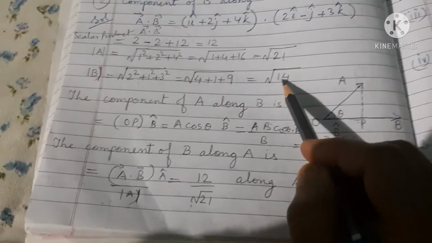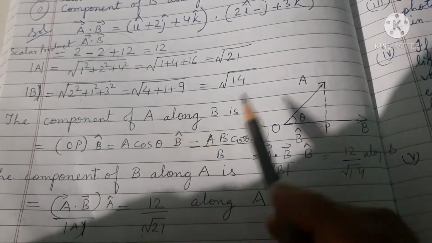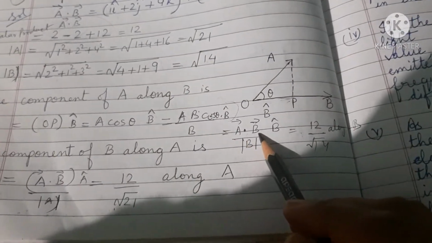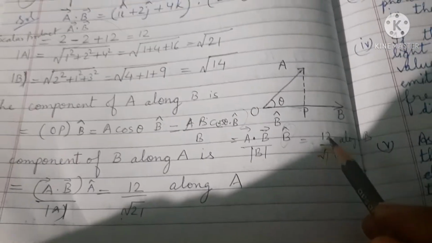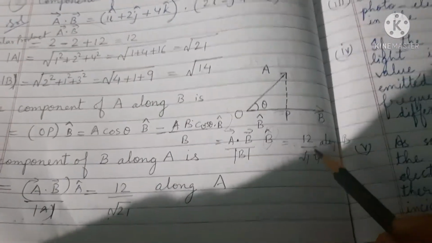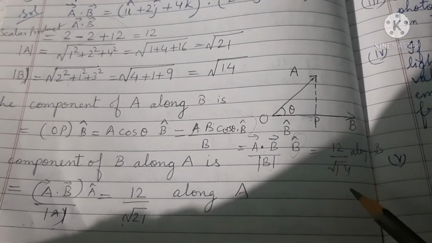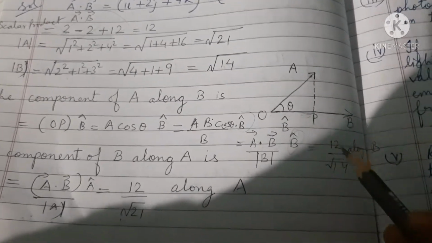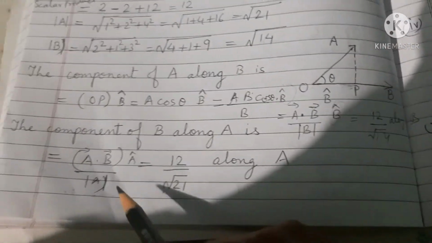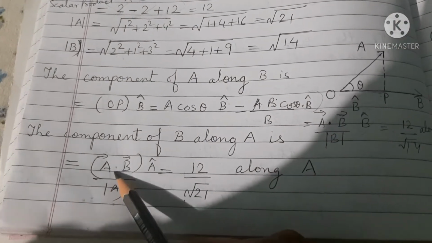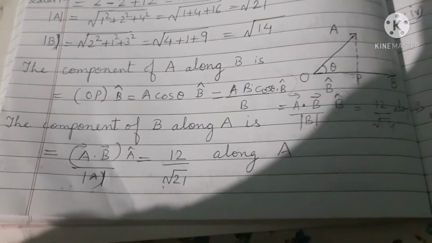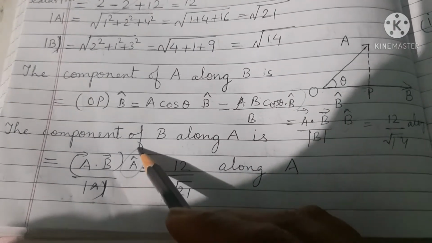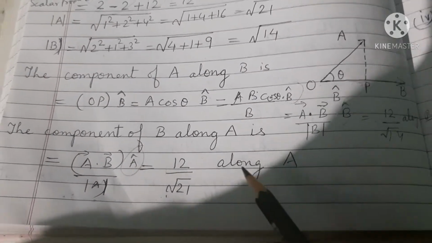14. Square root 14. Now component of A along B is vector A dot vector B upon mod B, and this is the unit vector B. So A dot B is 12. We have to find out upon mod B, which is root 14. This also you have calculated, and this is the answer along B. Similarly, component of B along A is A dot B upon mod A, and this is the unit vector A. So A dot B is 12, mod A is root 21, and since unit vector A, it shows that direction along A. So this is the answer.